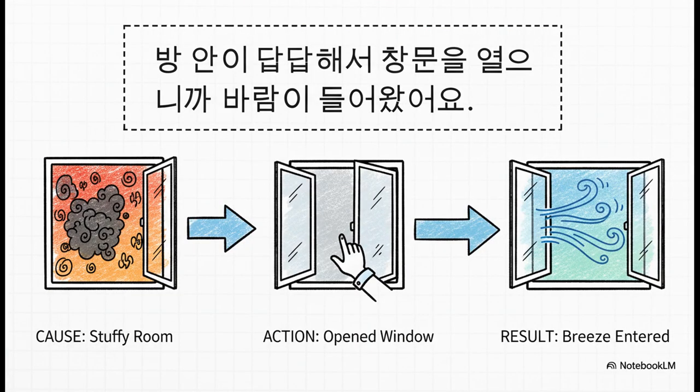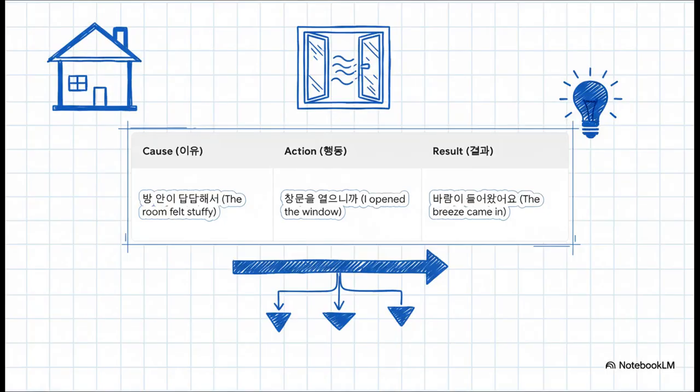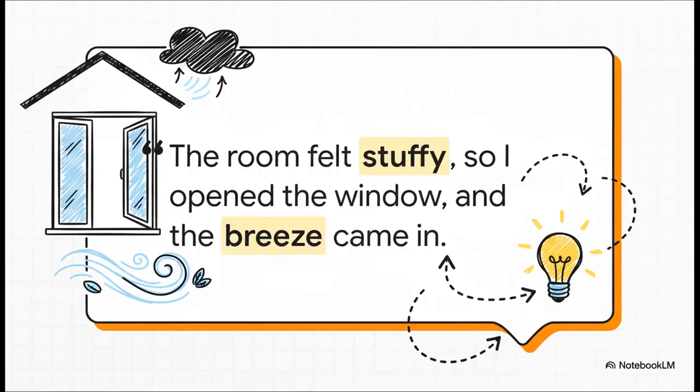Okay, on to our third example. This one is fantastic for describing a physical feeling and your immediate reaction to it. 방 안이 답답해서 창문을 여니까 바람이 들어왔어요. Looking at the breakdown, the pattern holds up perfectly. The cause was this feeling, the room felt stuffy. This is what prompted the action of opening the window. And the immediate, observable result? A nice breeze came in. So the full idea is, the room felt stuffy, so I opened the window, and the breeze came in. It just sounds like a really natural way to explain why you did something and what happened next.